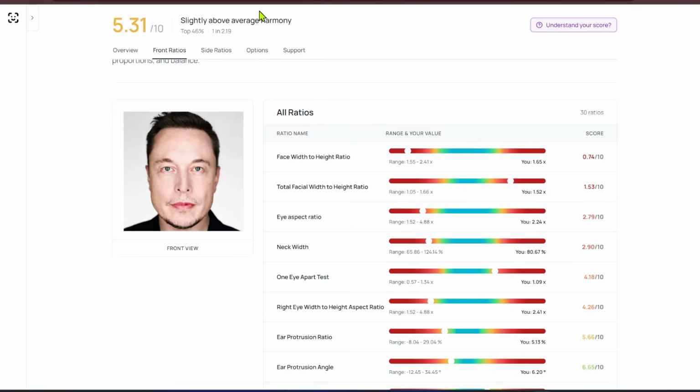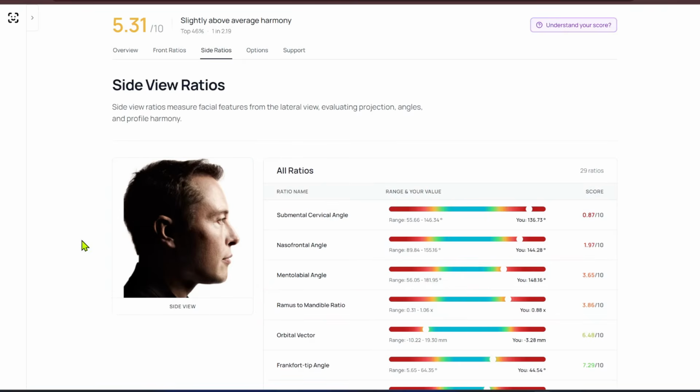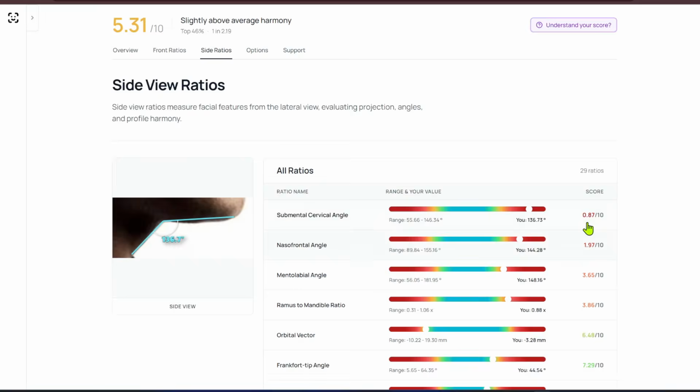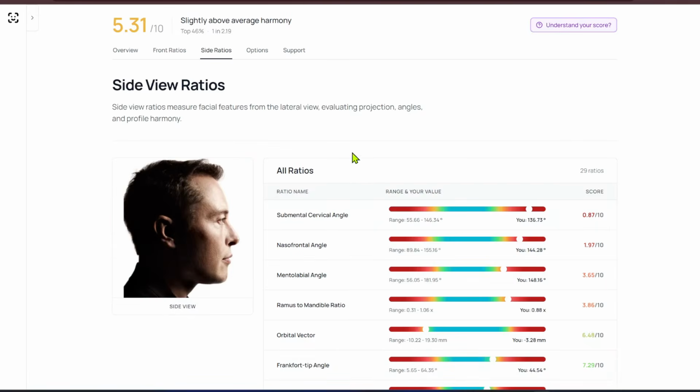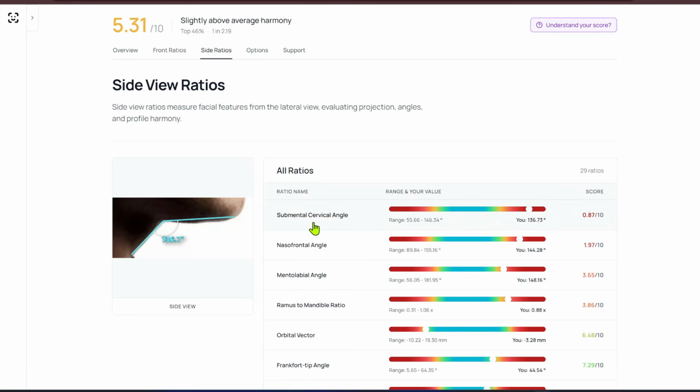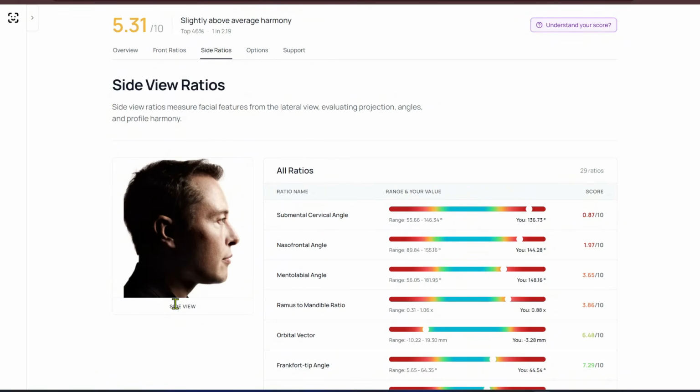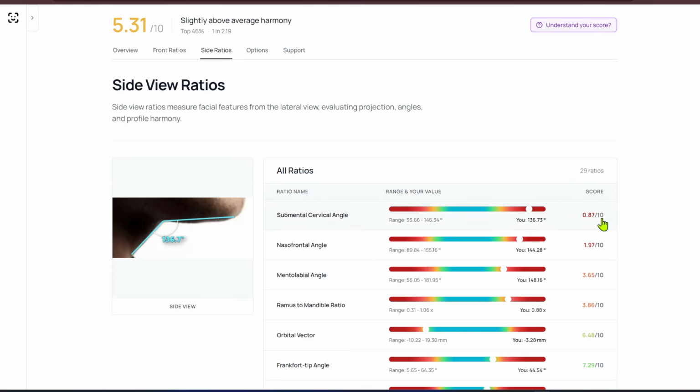And now let's move on to the side ratios. So Elon's side ratios, he has a few that are out of whack. His lowest score is the submental cervical angle. You can see what's wrong with his neck. It's very forward and protruding, which is a classic unattractive look. It is quite out of the ideal range, and it doesn't even score a single point.